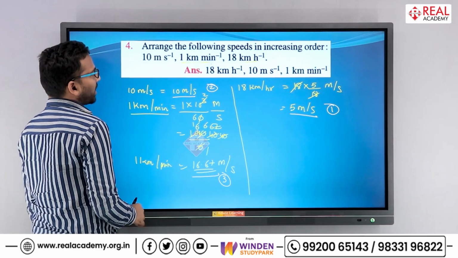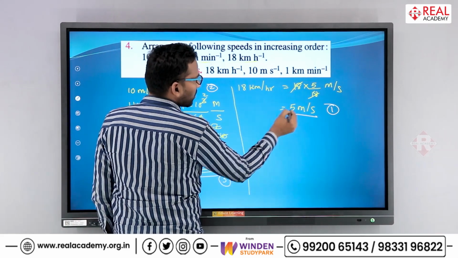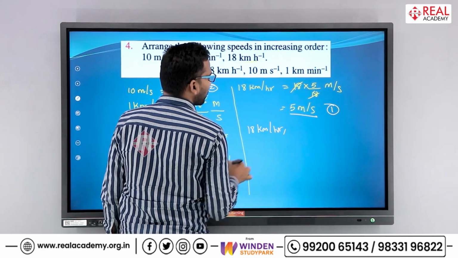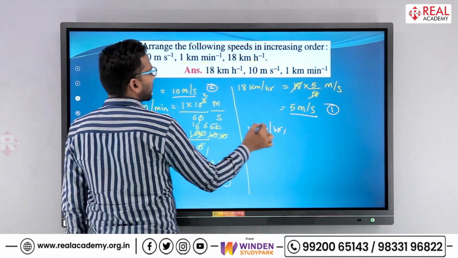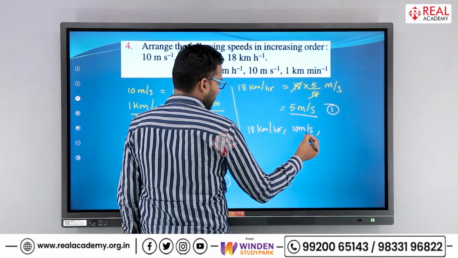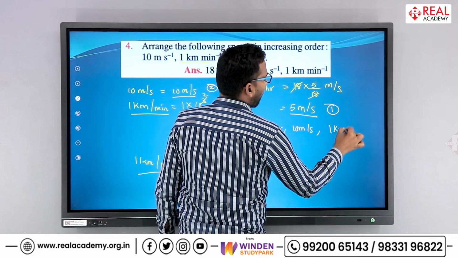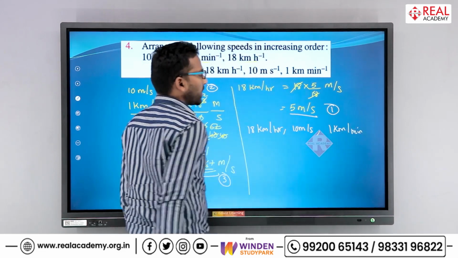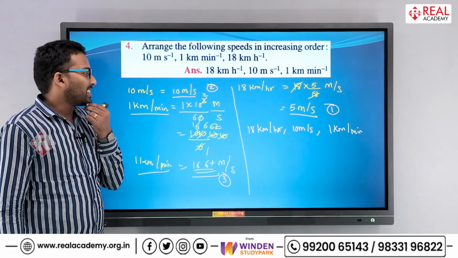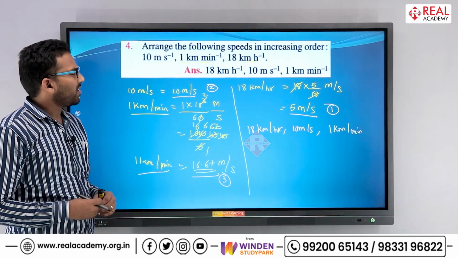So what will be the arrangement in terms of the given respective terms? That is, 5 meter per second is nothing but 18 kilometer per hour. Second one is 10 meter per second only. And the last one is 16.67, which is 1 kilometer per minute. Okay. So by this, we have attained the order: 18 kilometer per hour, 10 meter per second and 1 kilometer per minute.